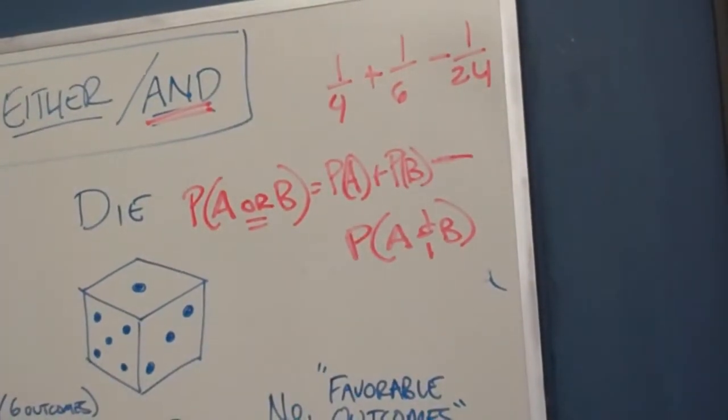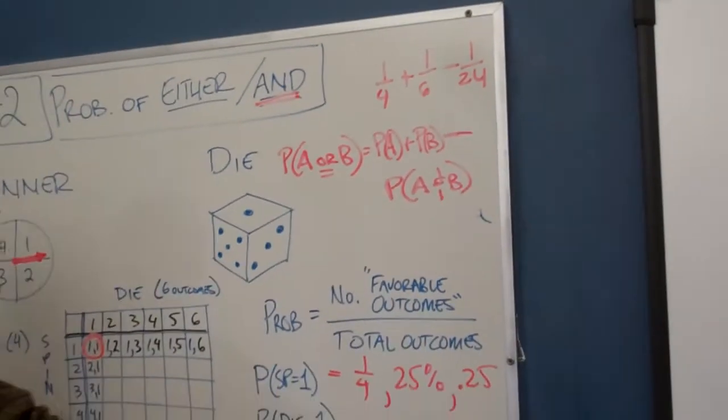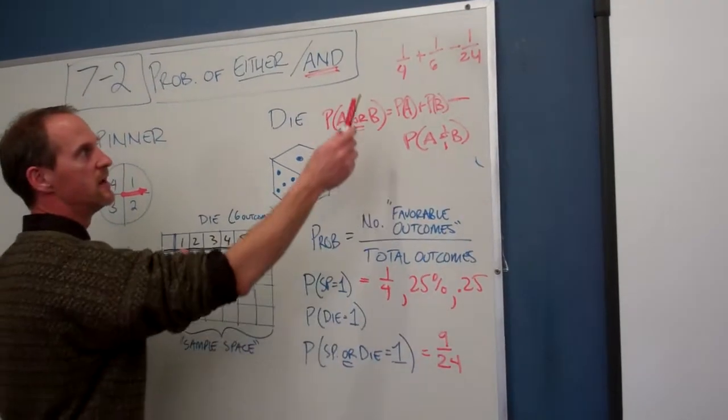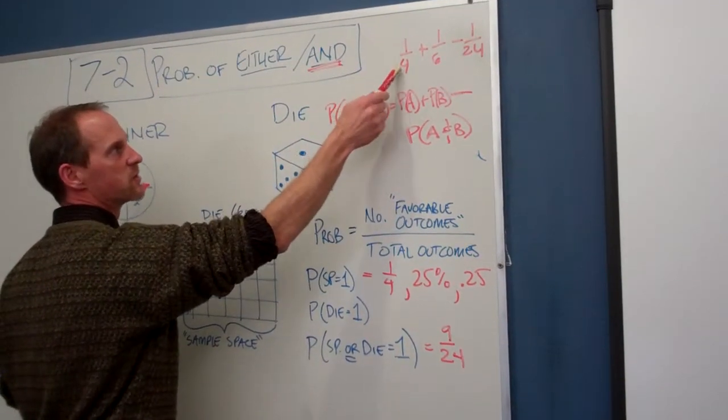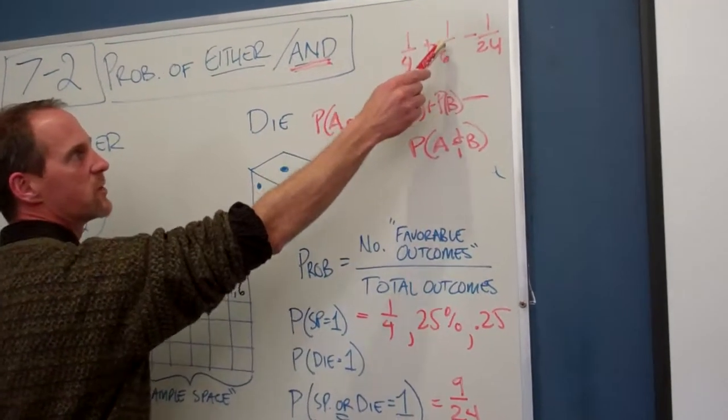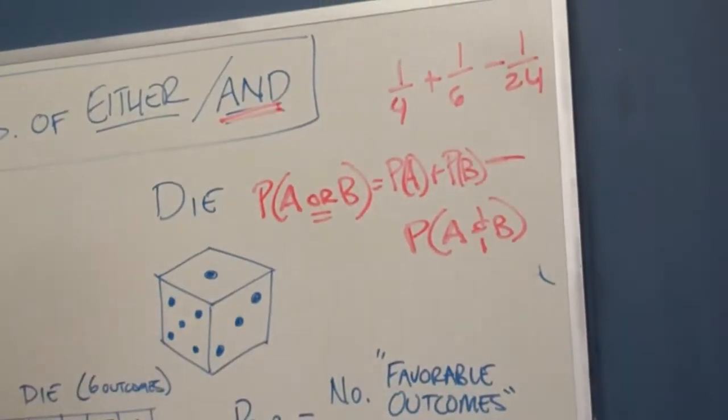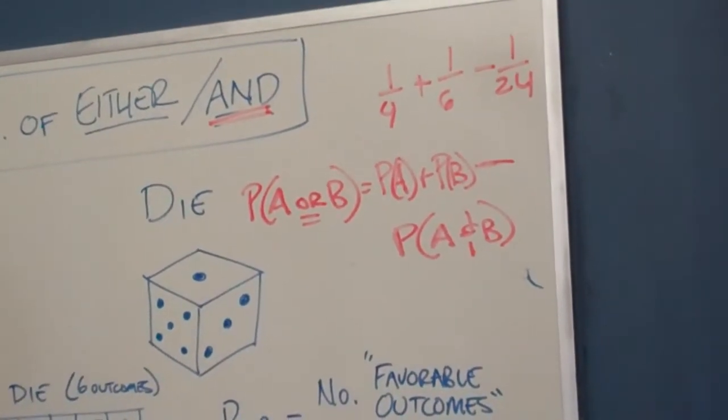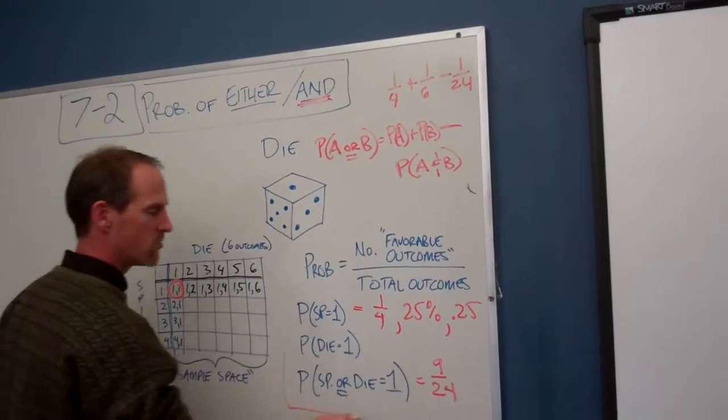If you do your fractions, you will see that it in fact is 9 out of 24. It's going to be 6 24ths plus 4 24ths minus 1 24th, which will be 10 minus 1 is 9. Okay? So that's how you do the homework. Good luck.